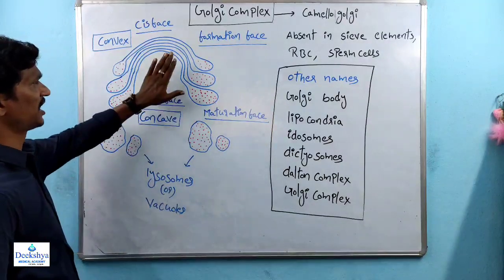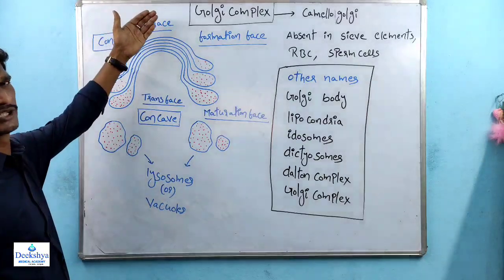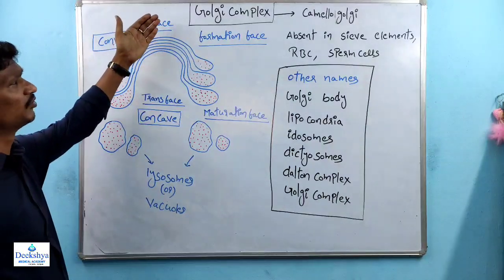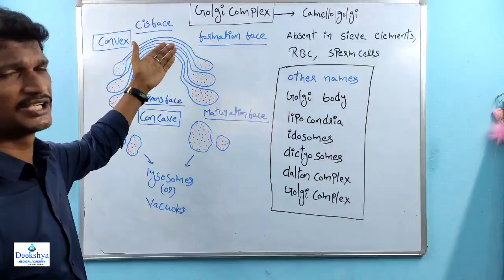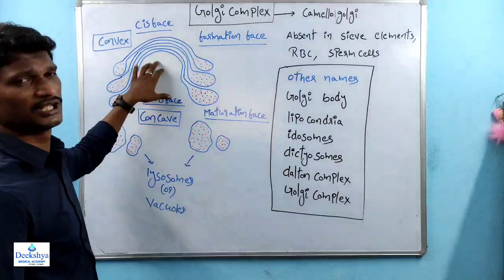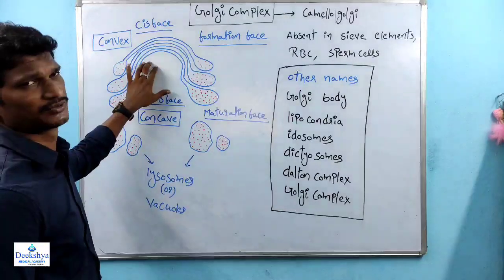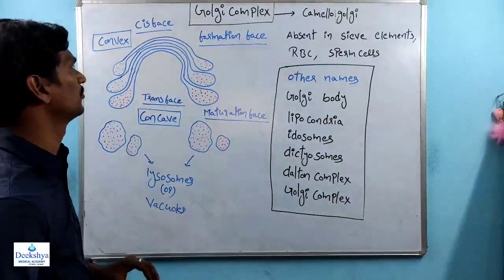We discussed in the last class this Golgi complex structure. Above the Golgi complex, there is an endoplasmic reticulum. The endoplasmic reticulum synthesizes proteins, and the synthesized proteins are fused with the Golgi complex.